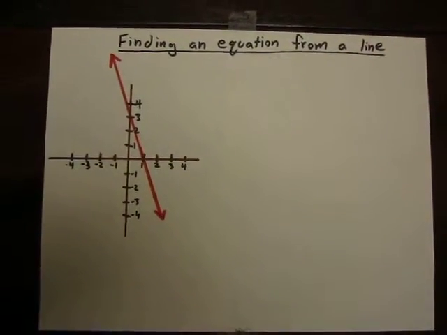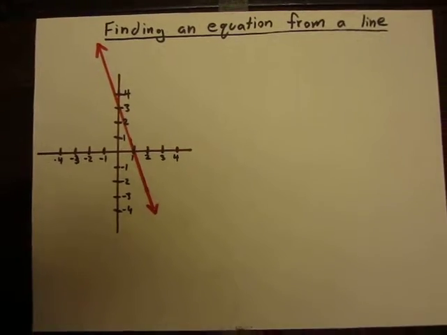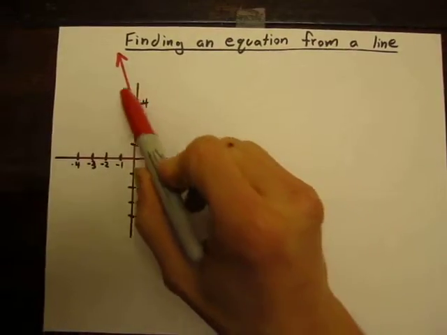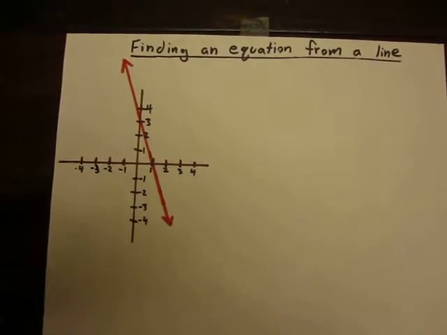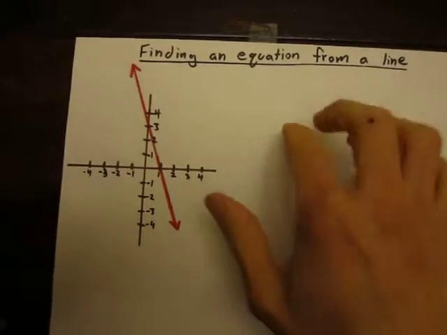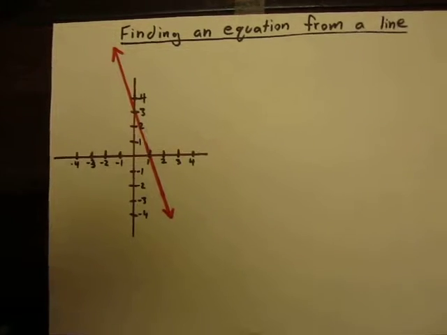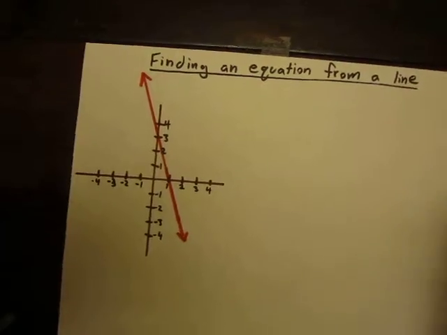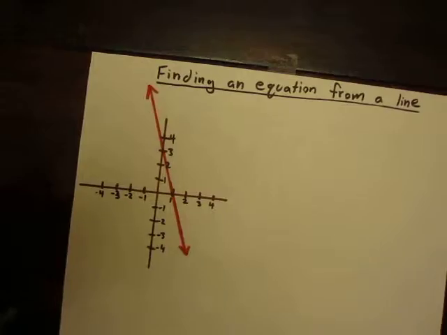Okay, now that you know what the form y equals mx plus b is, we're going to use that knowledge in order to find the equation of this line and put it into y equals mx plus b form. So in order to do this, there's two steps. We first have to find the slope of a line, and then we have to find the y-intercept. Now, this is quite straightforward. So we're going to first find the slope of the line.